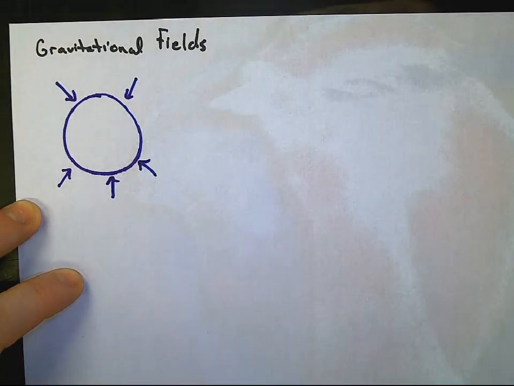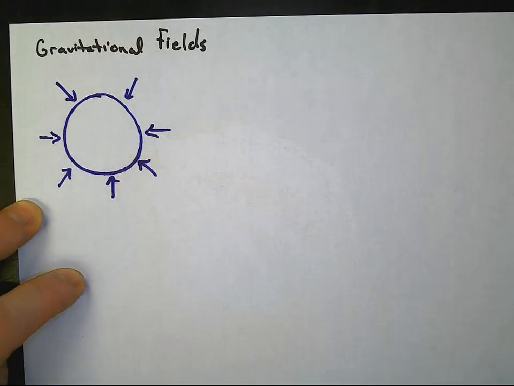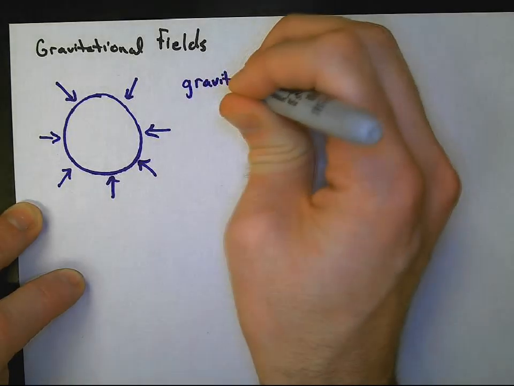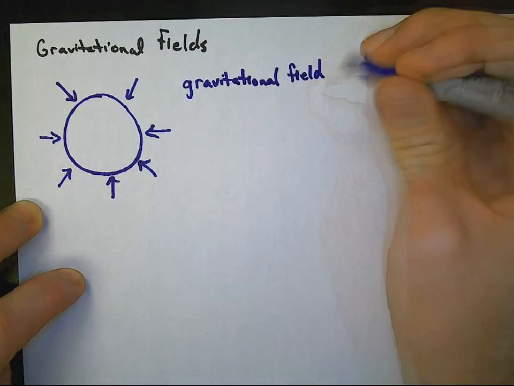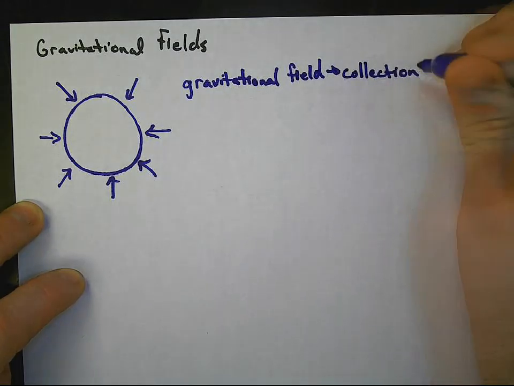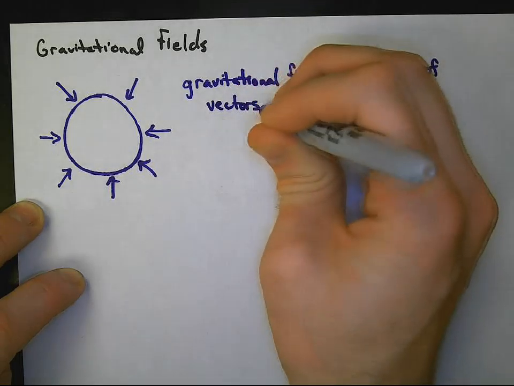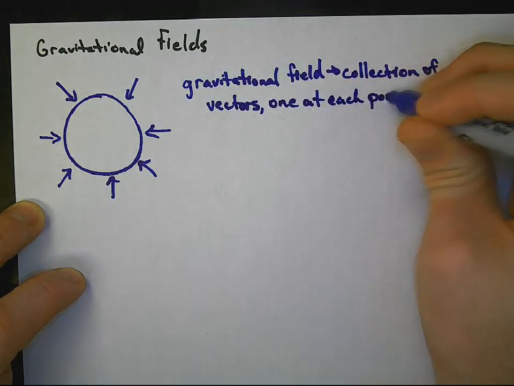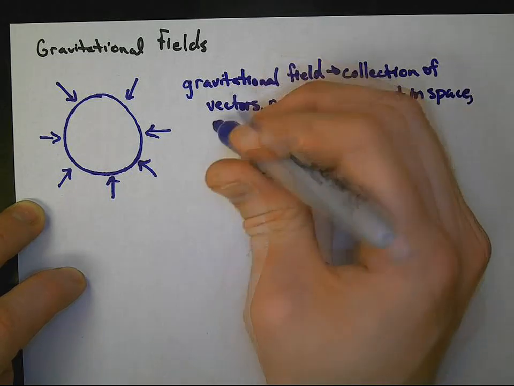And what all of these gravitational pulls do towards the center of this spherical object is create a gravitational field. This gravitational field is a collection of vectors, one at each point in space, that determines magnitude and direction.